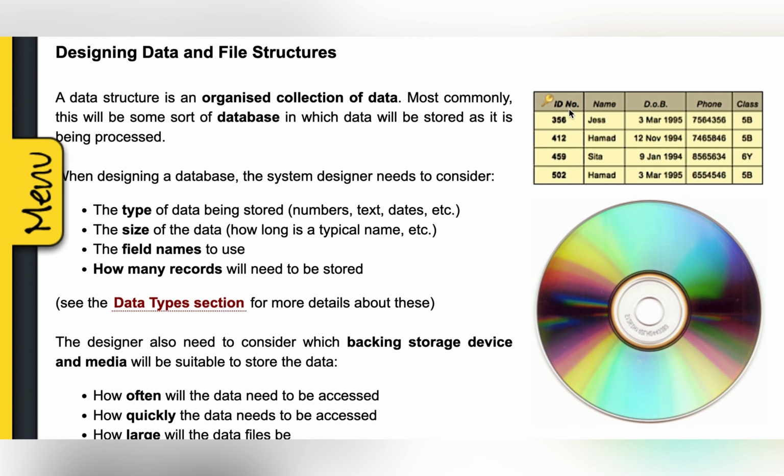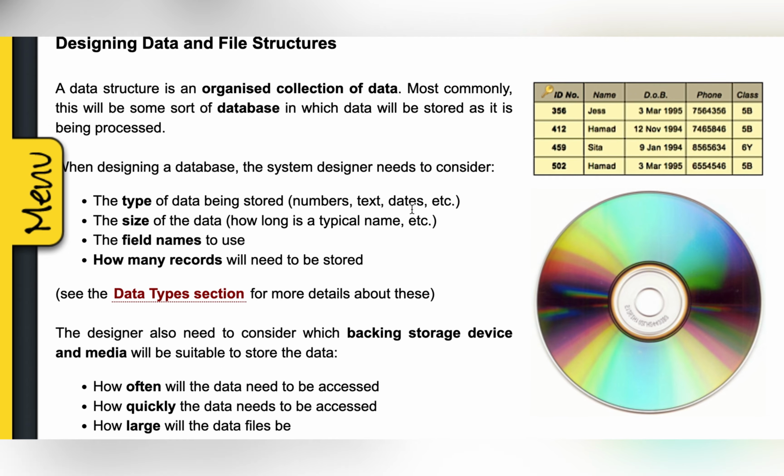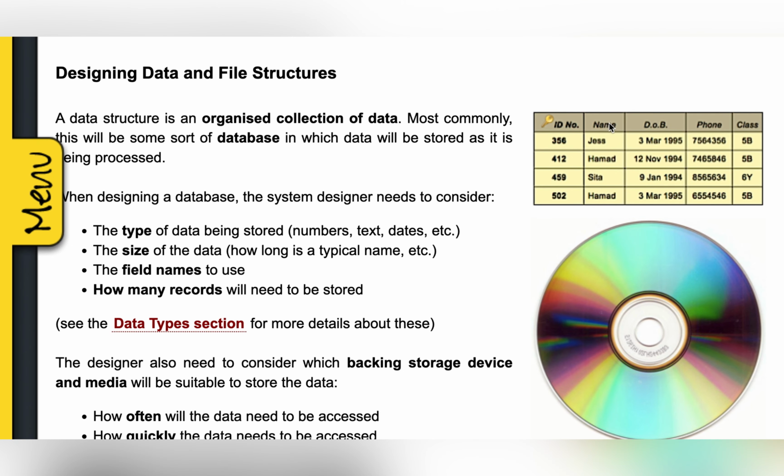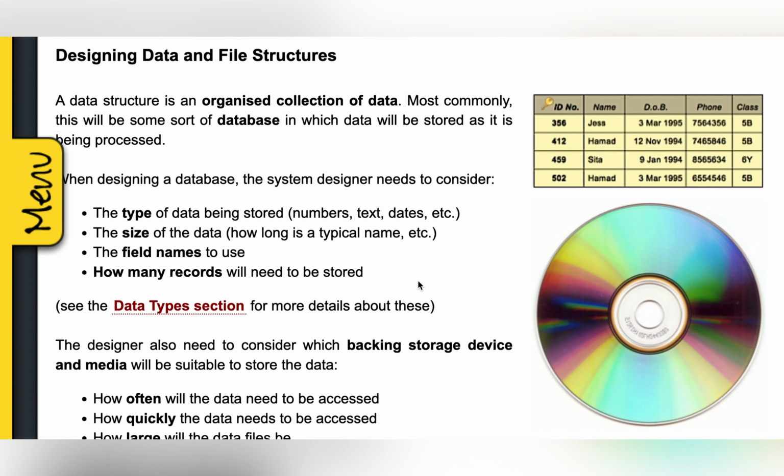You have to know which type of data you're dealing with. Then the size of the data, you have to look at the size. Type of data, size of data, how long is a typical name going to last, so that you know how to create the field or the length of the field. Then the field names to use. So you know whether you should use name here, you should use date, DOB, date of birth, phone number, class, and so on. The field names to use.